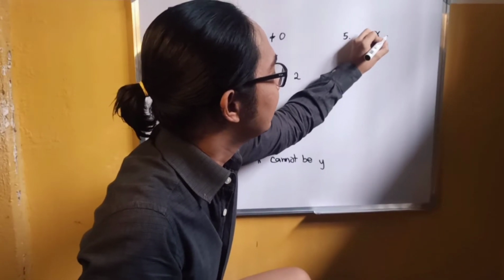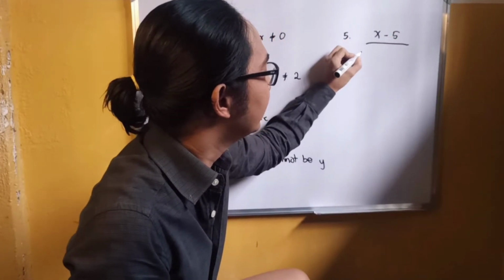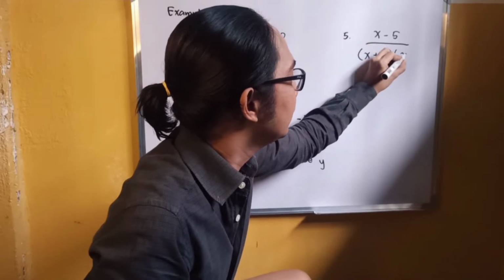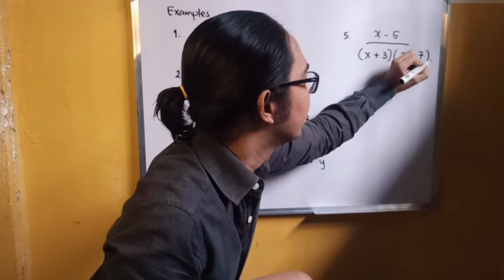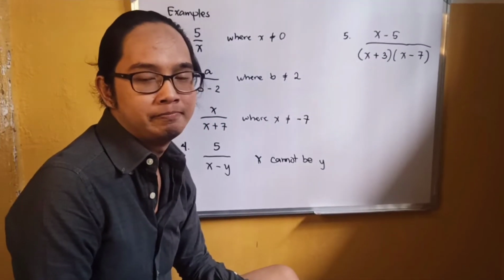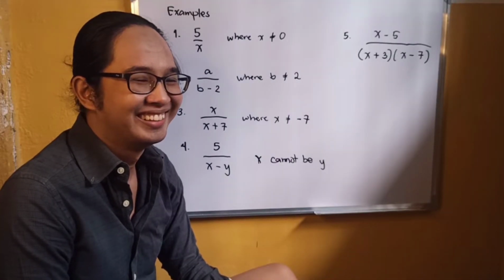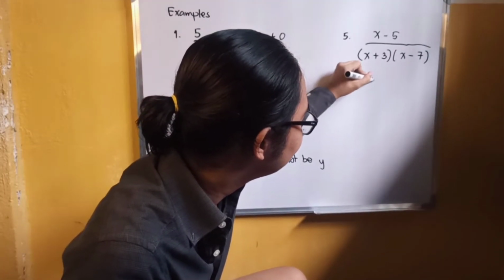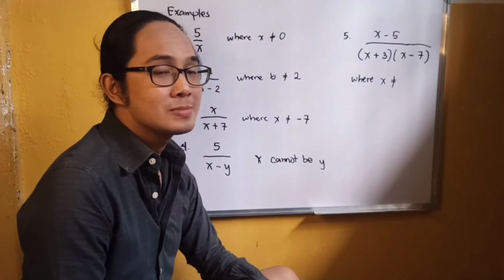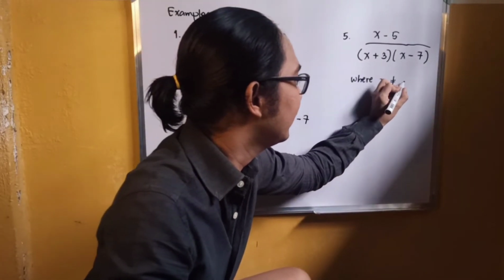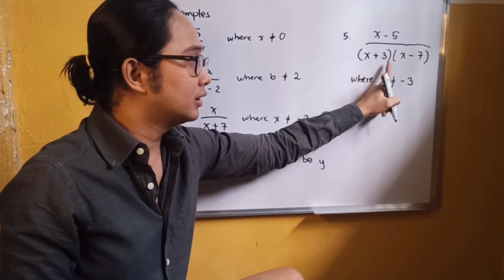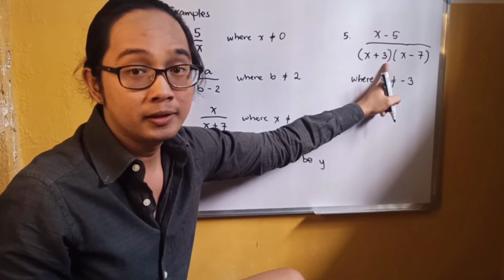Let's have x minus 5 over the quantity of x plus 3 multiplied by the quantity of x minus 7. What do you think is the restricted values for number 5? Tingin mo. Where x should not be equal to what? Tama kayo, bawal siyang maging negative 3. At kapag pinalitan natin dito si x ng negative 3 plus 3, the answer will become 0.